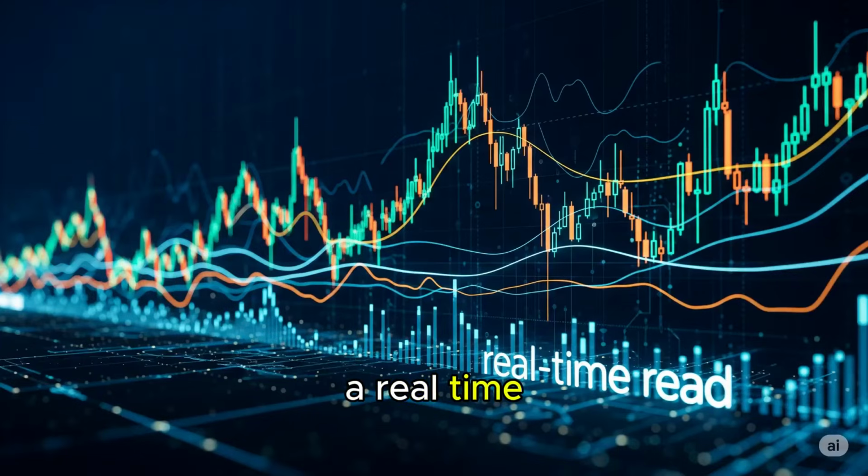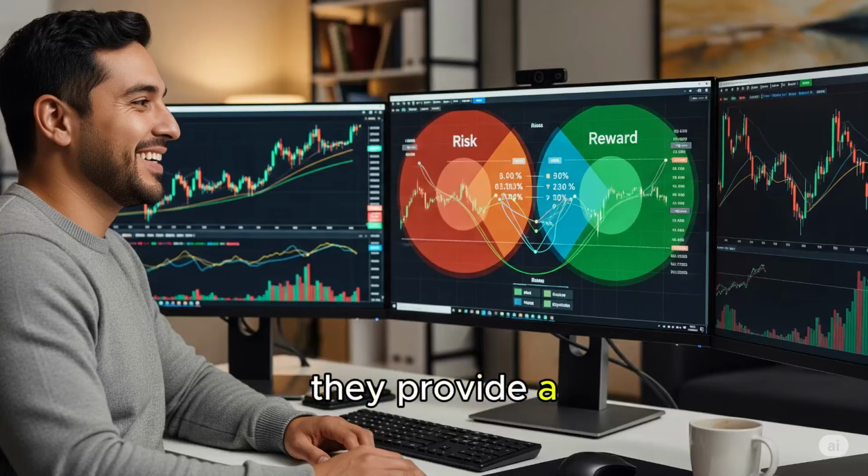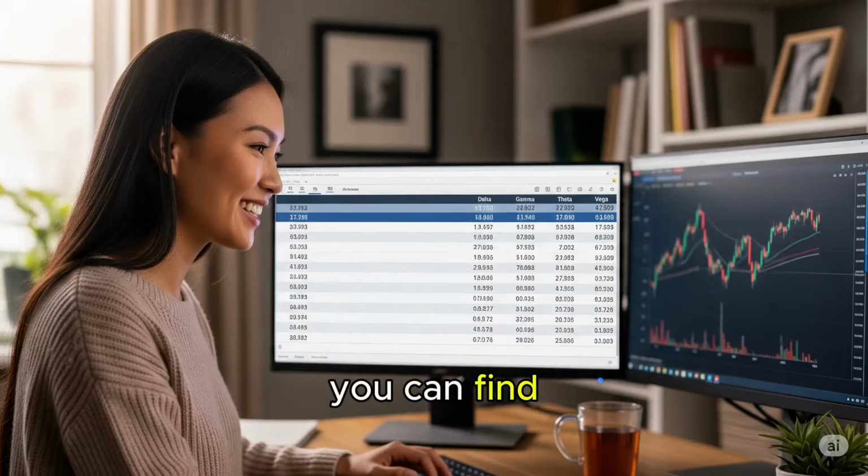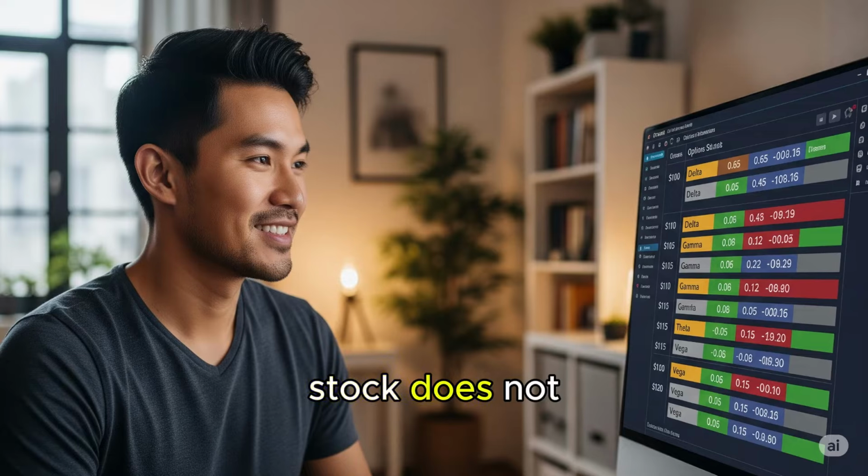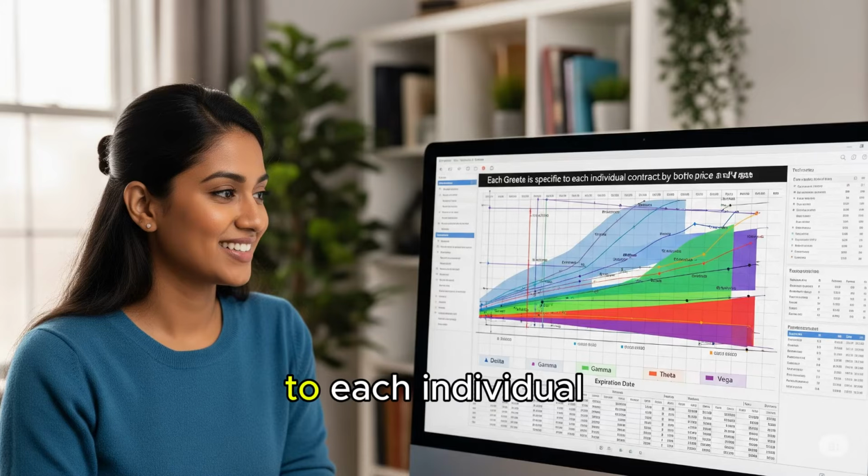They give you a real-time read on how your option's value is likely to change with every shift in the market. They provide a standardized way to measure the risk and reward of a position, beyond just looking at the options premium. You can find the Greeks on any options chain, typically displayed as a column of data for each individual options contract. Remember, a single stock does not have a single value for any of the Greeks. Each Greek is specific to each individual option contract and can vary by both strike price and expiration date.